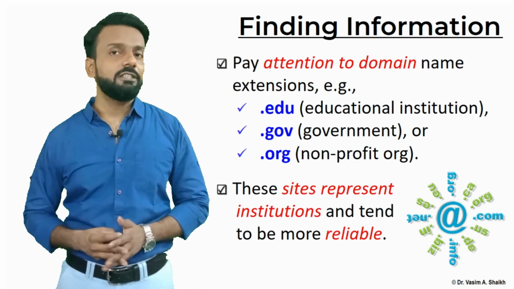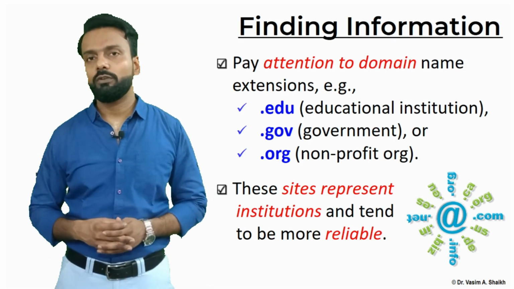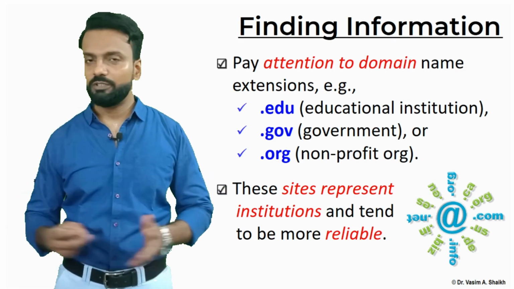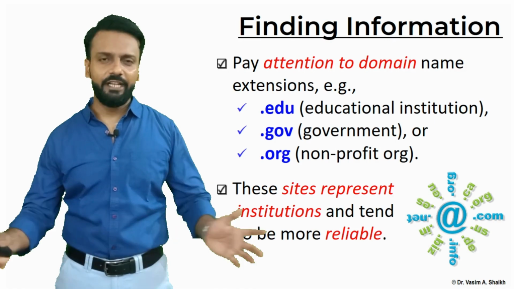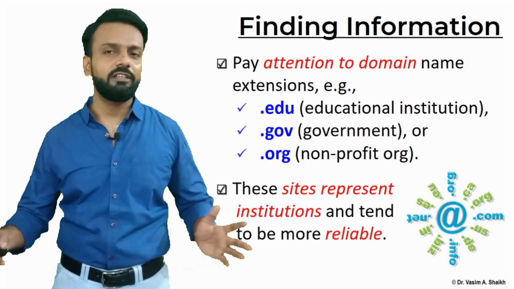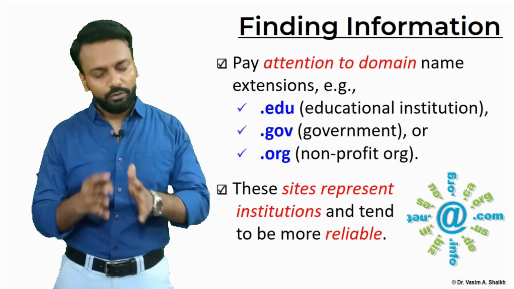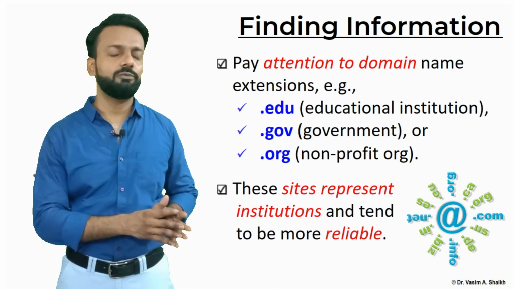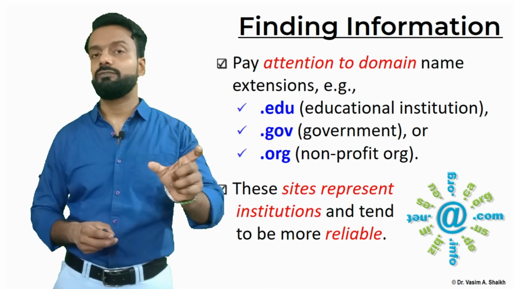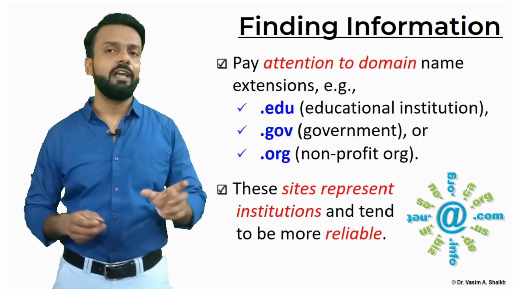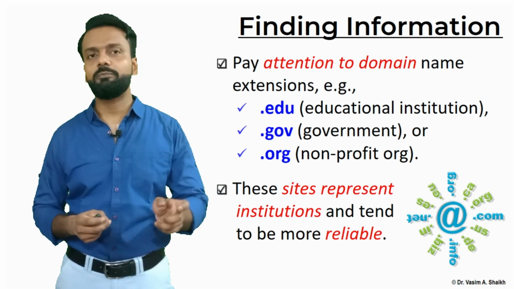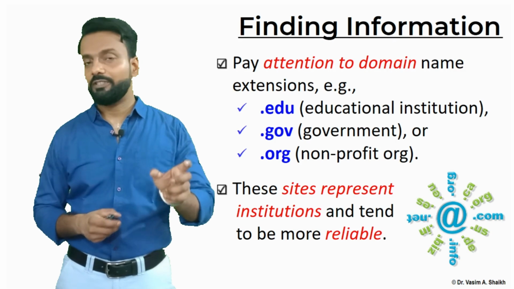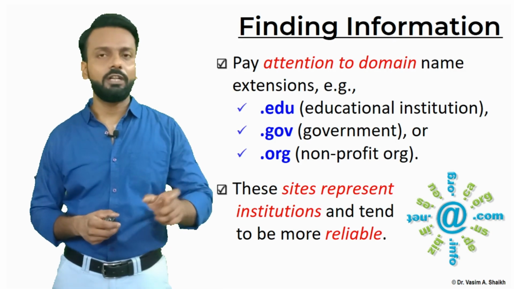Now you need to pay attention to the domain from where you are looking on the internet, because there is a lot of information on the internet, and according to me 95% of it is useless. You need to filter out this 95% and get the 5% which is useful for you. You can check out the domains. Domains means the website. You need to check the URL of the website.